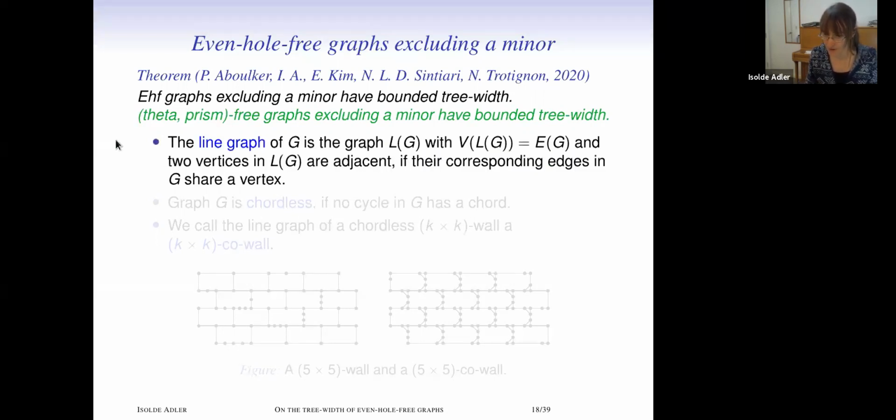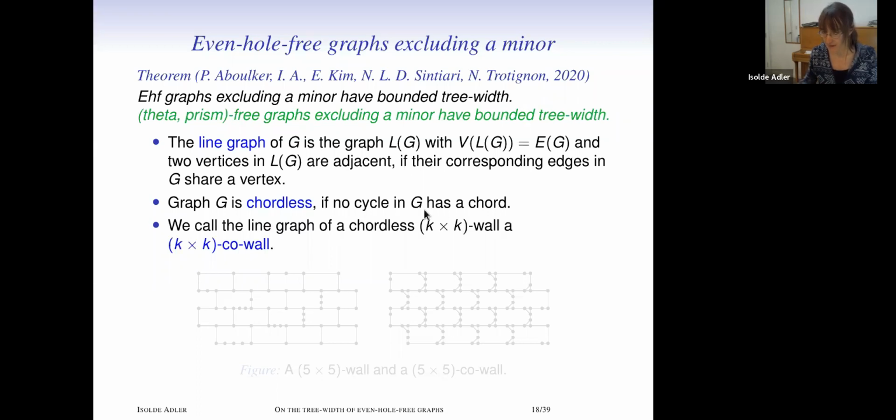Okay, so there's some more terminology here. The line graph of a graph G is the graph L(G) whose vertex set is exactly the edge set of the original graph G. And two vertices in the line graph are adjacent if their corresponding edges in the original graph share a vertex. And a graph G is called chordless if no cycle in G has a chord. And we call the line graph of a chordless K by K wall a K by K co-wall.